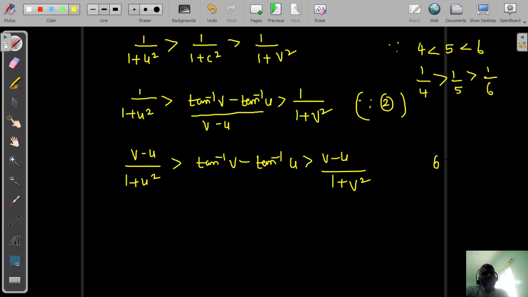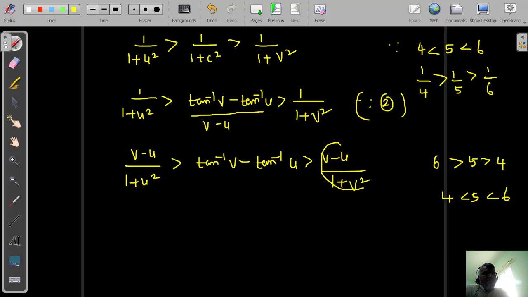So here 6 is less than, for example, 7. Or I can say 6 is more than, for example, 5, and 5 is more than 4. If you change the inequality, this is the same as 4 less than 5 less than 6. Similar pattern here, changing the inequality.